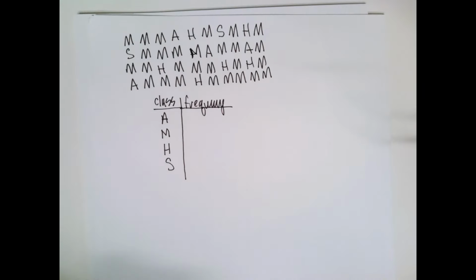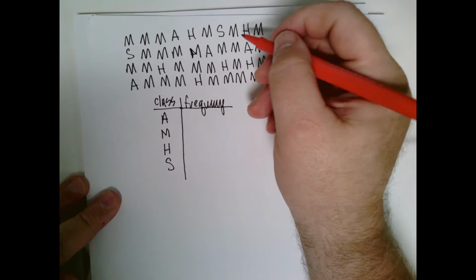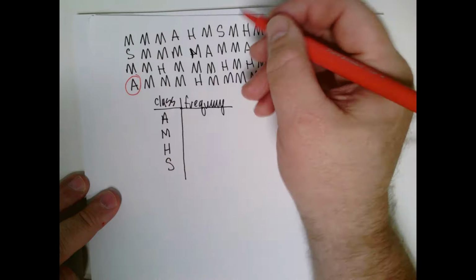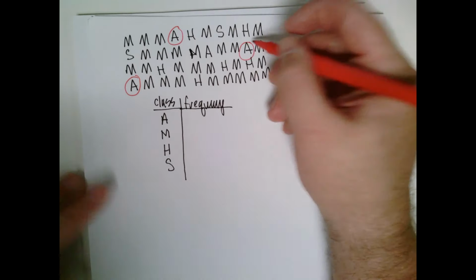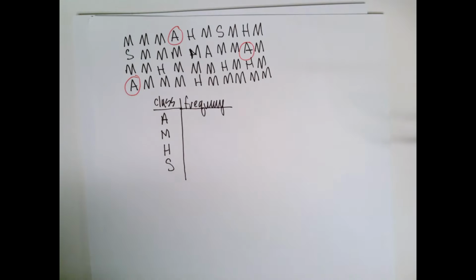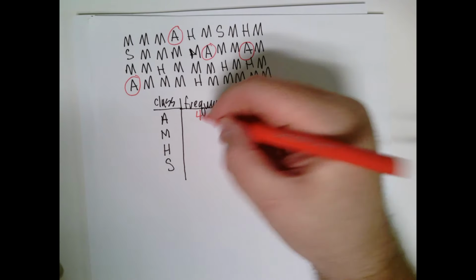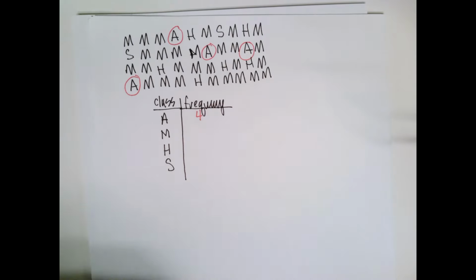Alright, so strategy that you might pick, I like to do shapes or colors or something. So A, there is 1, 2, 3. Is that all of them? 4. I think that's what we got, is 4. Alright, so we have 4 for our A's.